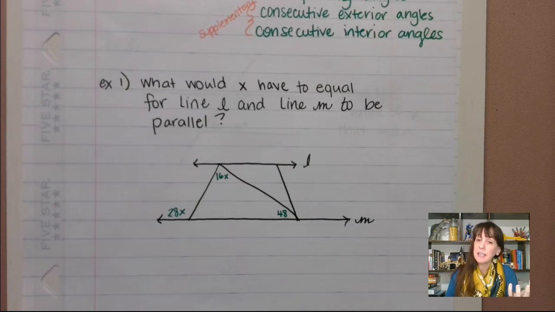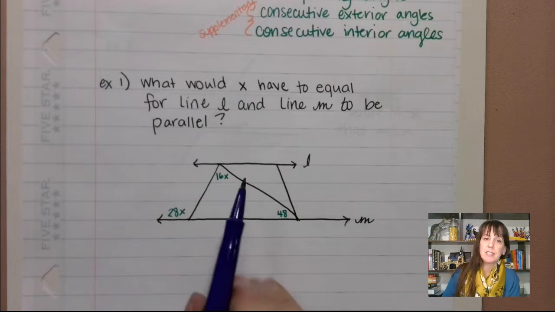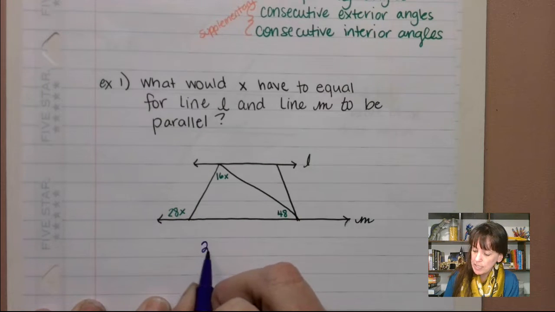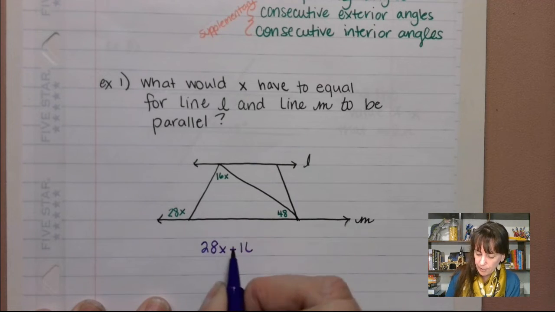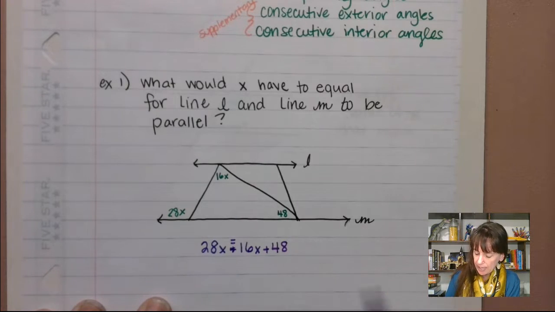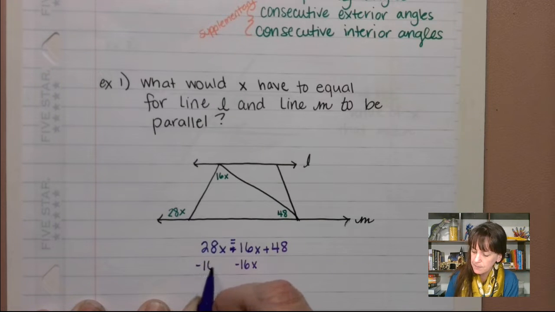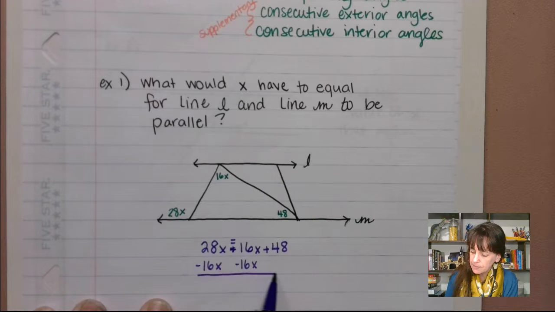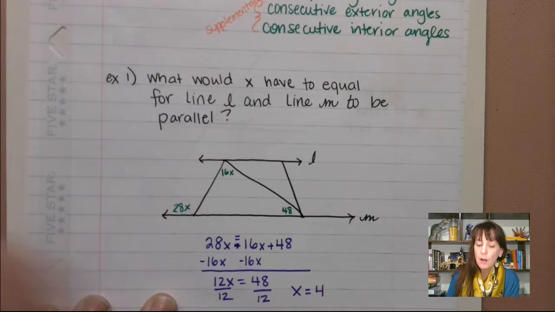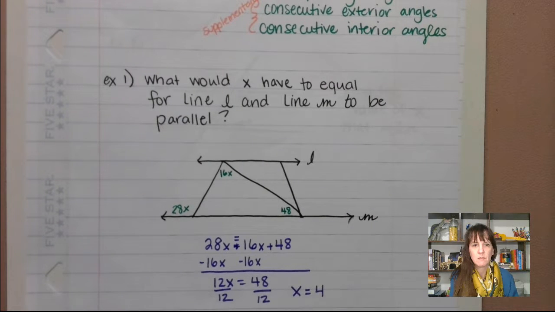We could say, using the exterior angle theorem, if this plus this equals this guy right here, then 28x equals 16x plus 48. If we subtract 16x from both sides, then we've got 12x equals 48. Divide both sides by 12, and we have x equals 4. Good, so we are saying if x equals 4, then by the exterior angle theorem we assume that these lines are parallel.